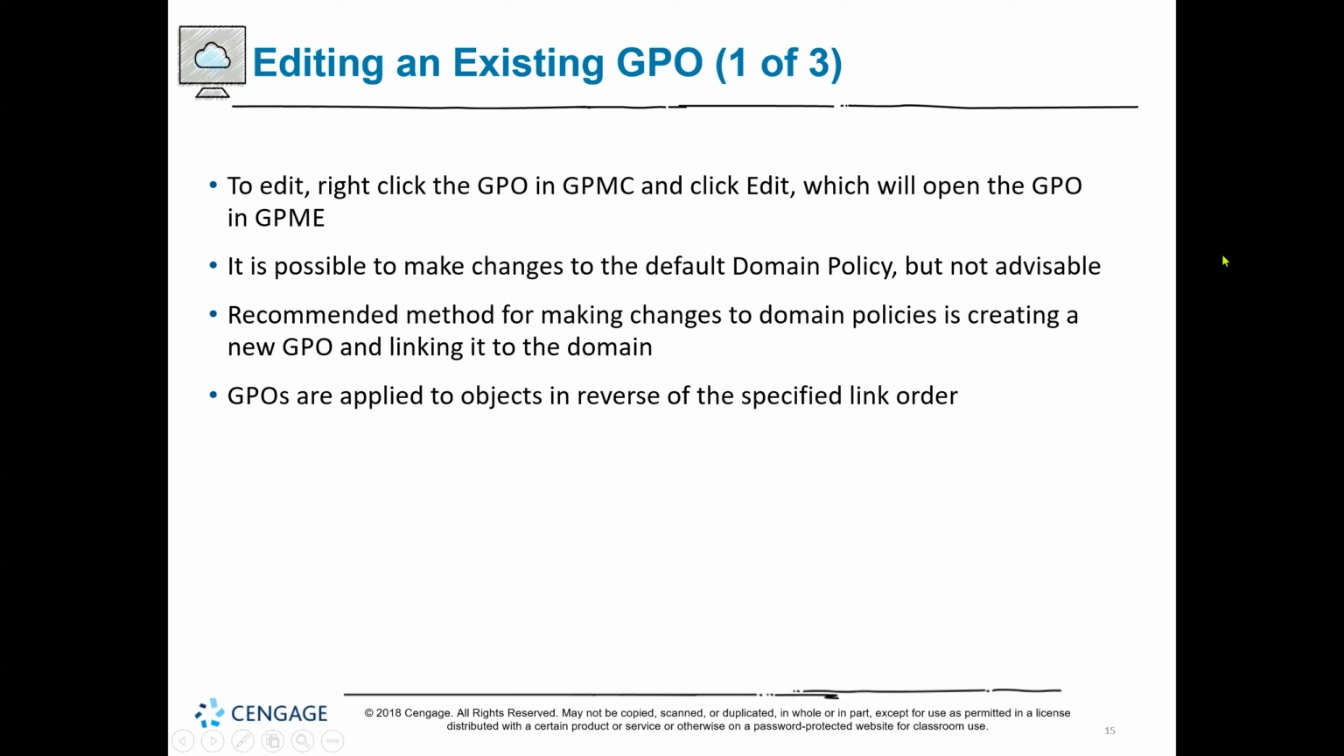Editing an existing GPO. To edit, right-click the GPO in GPMC and click Edit, which will open the GPO in GPME. GP... Gee, could this get any more complicated? It is possible to make changes to the default domain policy, but it's not advisable. The recommended method for making changes to domain policies is creating a new GPO and linking it to the domain. GPOs are applied to objects in reverse of the specified link order.